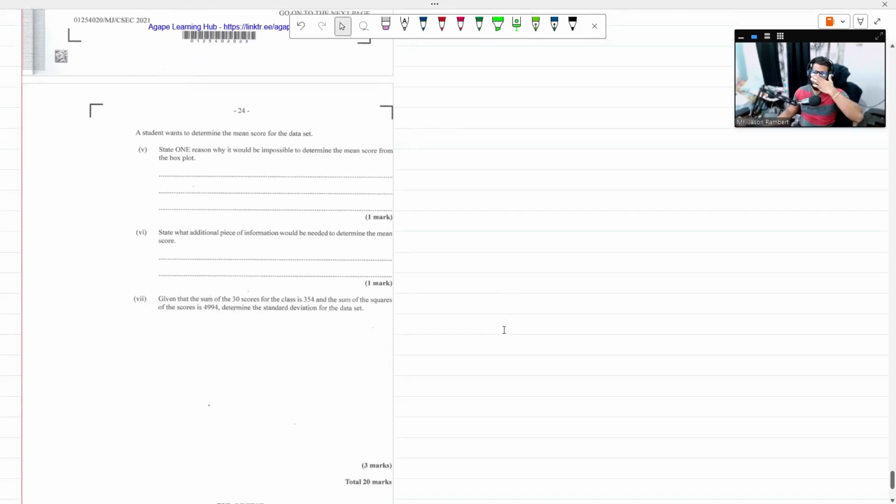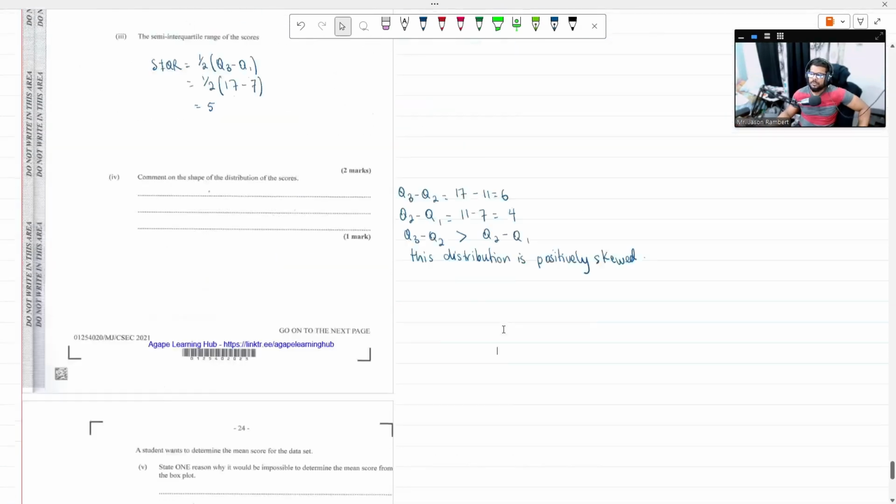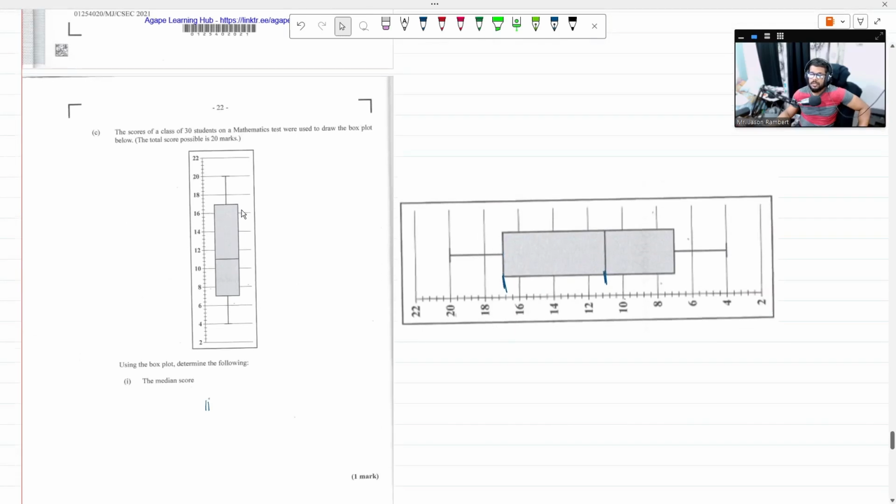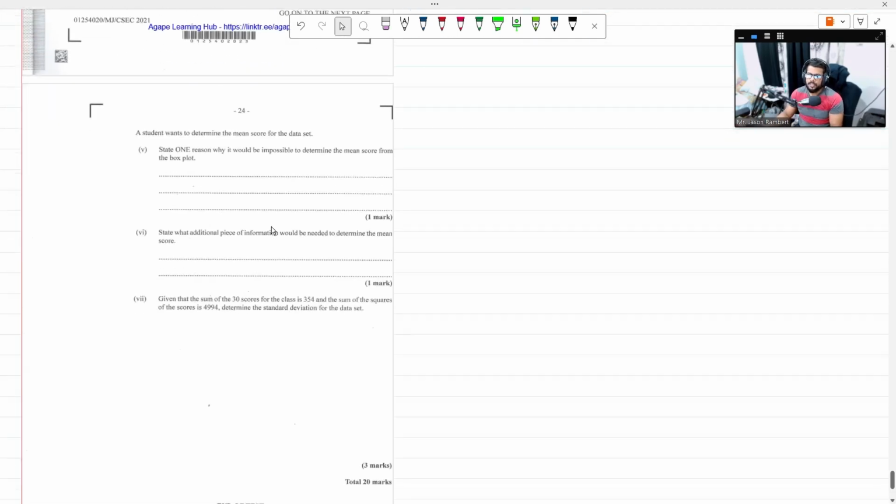A student wants to determine the mean score. State one reason why it will be impossible to determine the mean score. You can't get a mean score from this because you don't have the sum of all the values. You do have the number of students, 30 pieces of data, so you have n, but you don't have the sum of all of the scores. So that's why I cannot calculate the mean. What additional piece of information will be needed? You need the sum of all the scores.